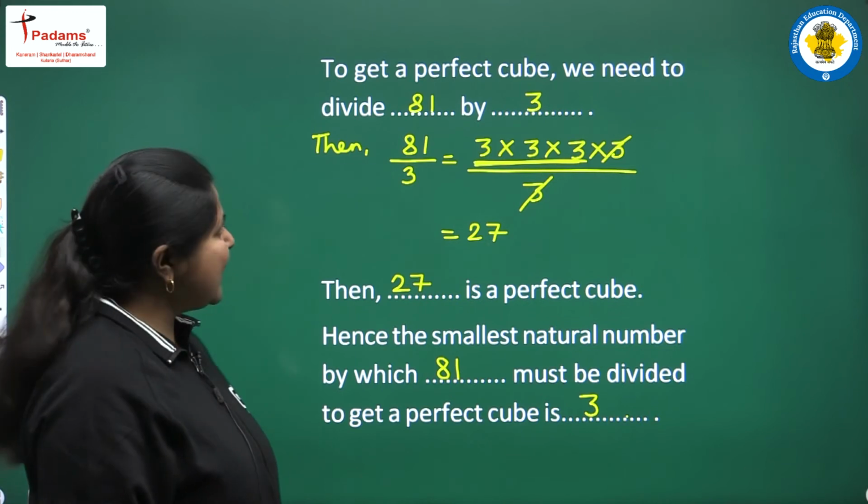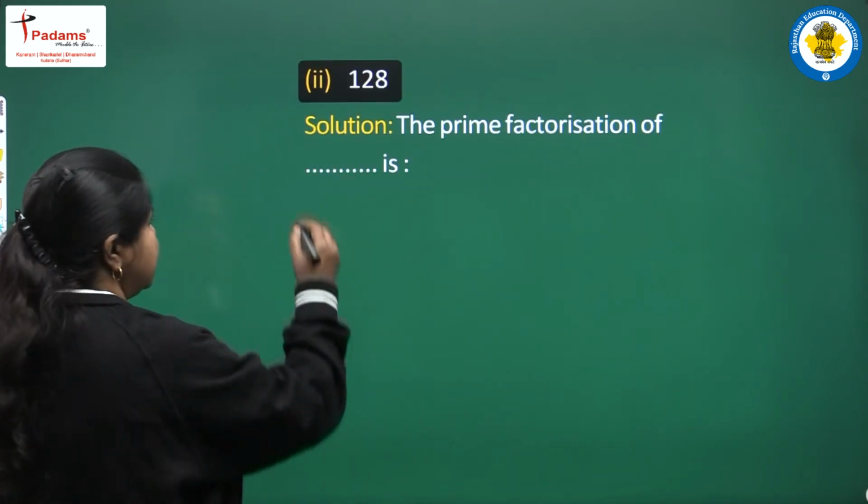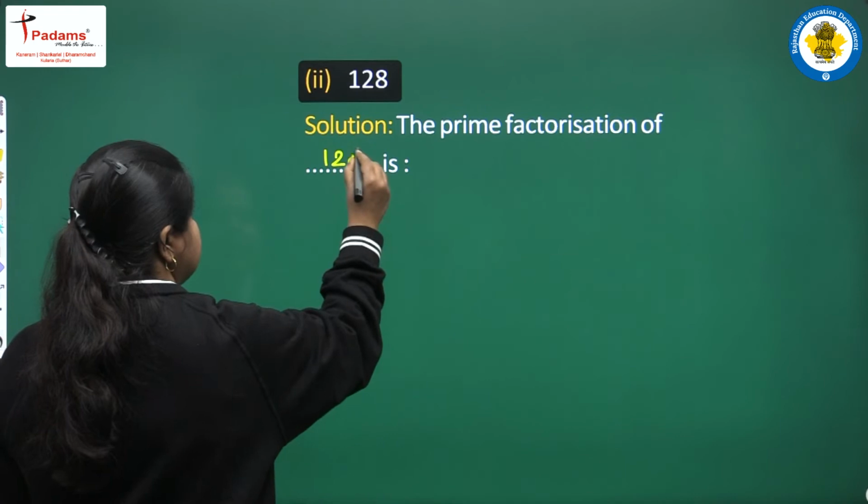Okay, next we have 128. Again we write the prime factors.